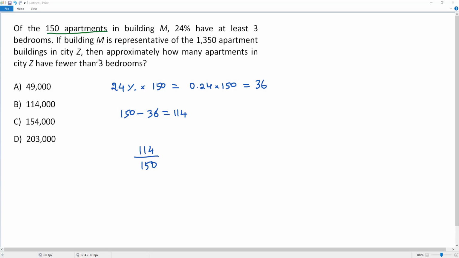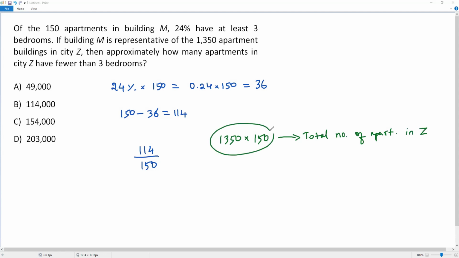Okay, now to get the total number of apartments in city Z, we have to multiply the number of buildings, 1350, and the number of apartments in each building, that is 150. Let me multiply. So 1350, the total number of buildings in city Z, by the number of apartments in each building, that is 150 according to our assumption. So this represents the total number of apartments in city Z. Let me write it over here.